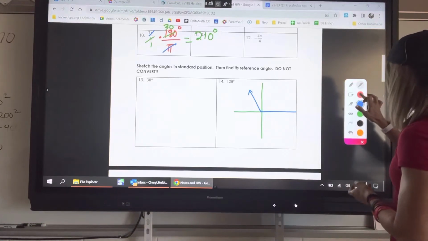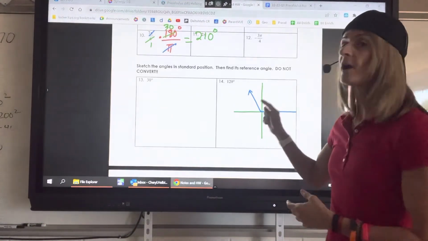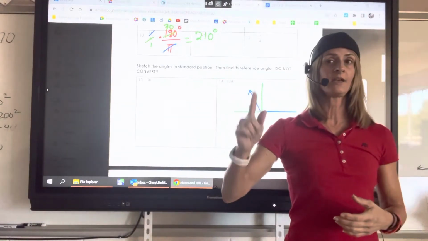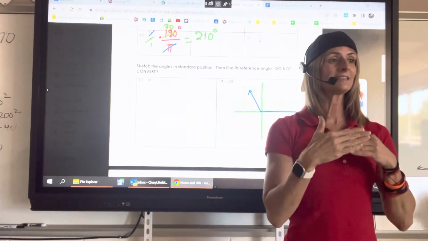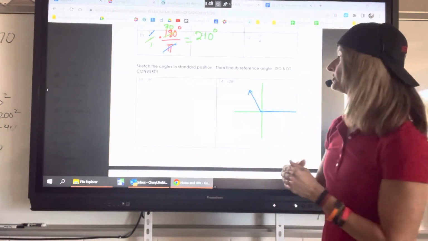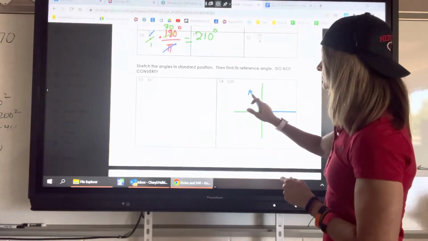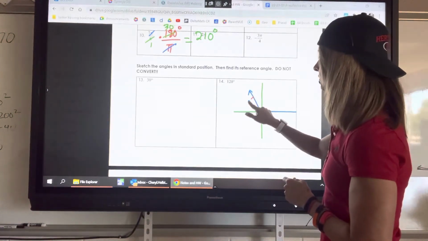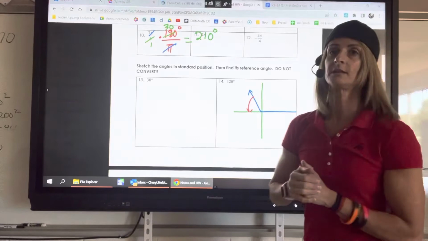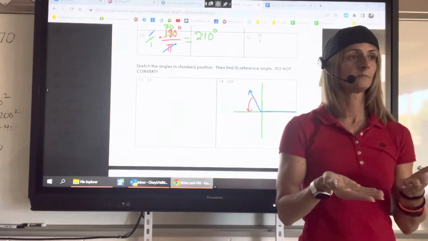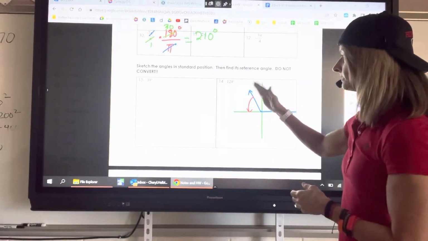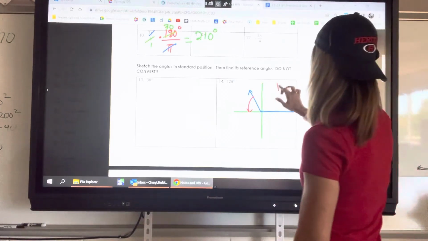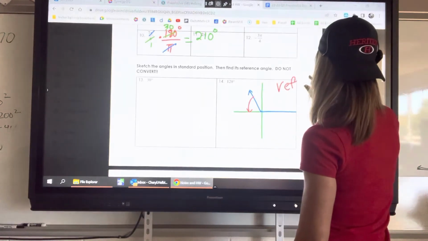A reference angle is really how far away the terminal side of that angle is to the x-axis. Okay, so if the angle is right here in the second quadrant, what is this distance? And it's always going to be positive. 60 degrees. There we go. The reference angle is 60 degrees.